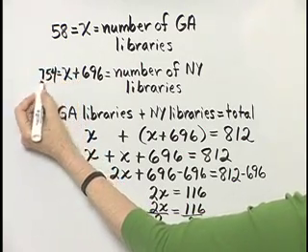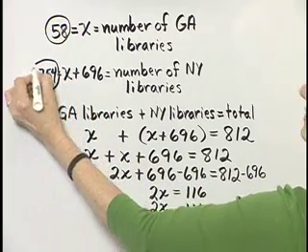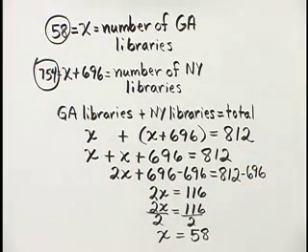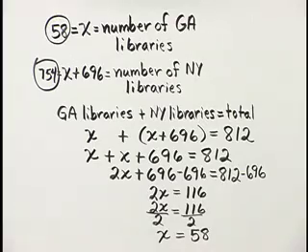754. How can you check? Well, find the sum of these two. That sum should be 812, and it will be, and then make sure that this number is 696 more than this number, and it also is.